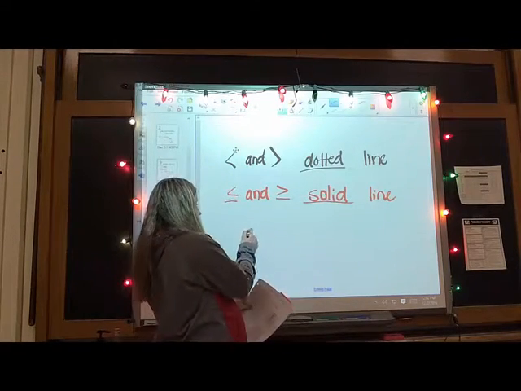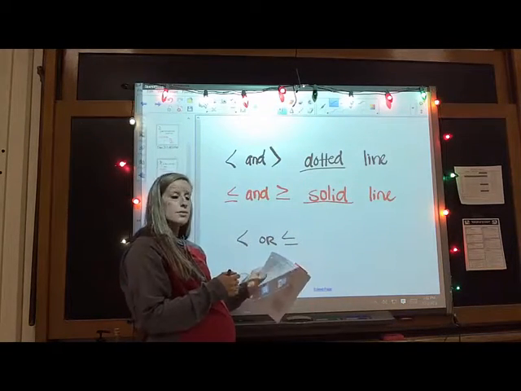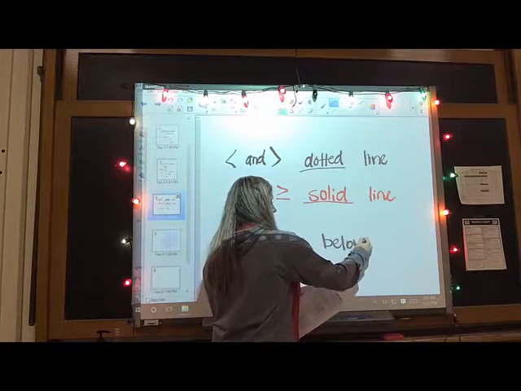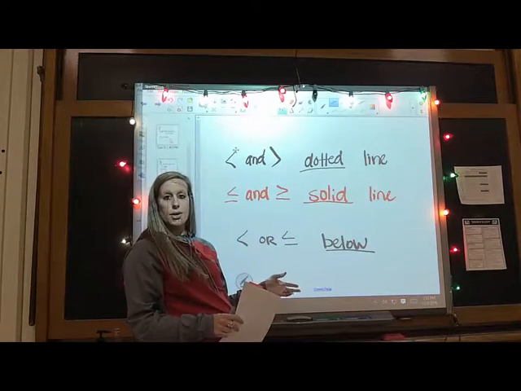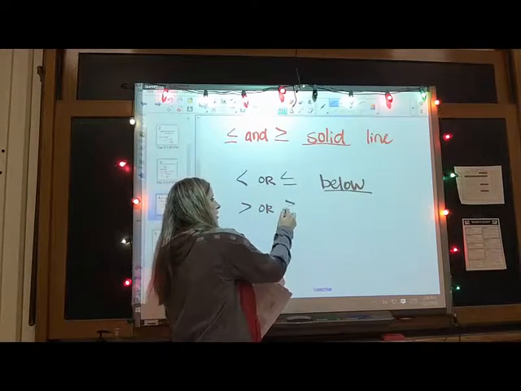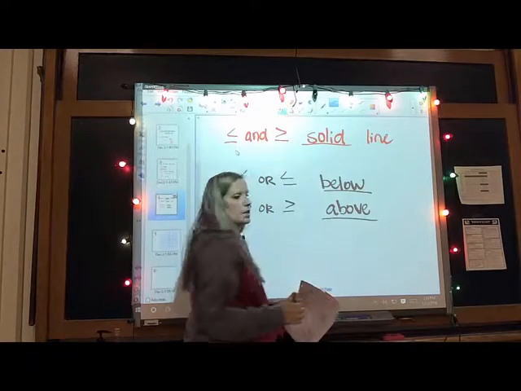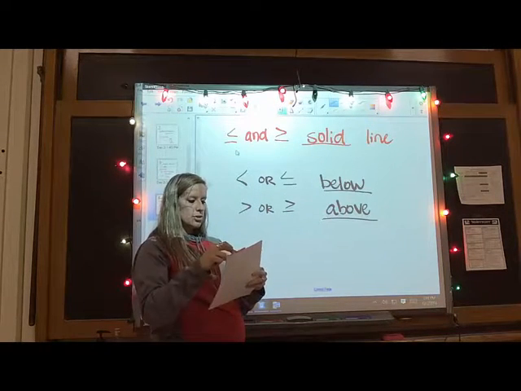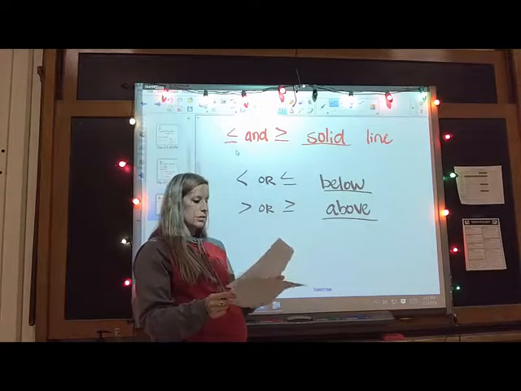The next part, if you have a less than symbol, you're going to shade below the line. And I can show you how to let the calculator tell you where to shade. If you have greater than or equal to, you're going to shade above. And like I said, I'll show you how to let the calculator tell you. You should have calculator steps passed out to you in case you forget, but we'll go over it.